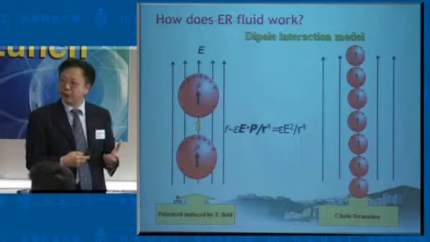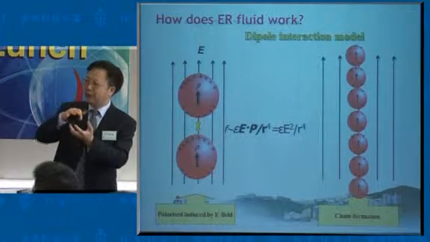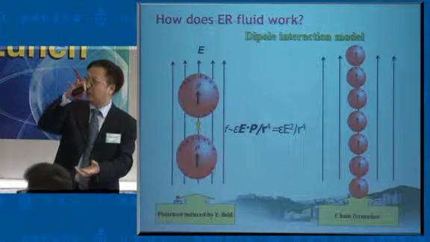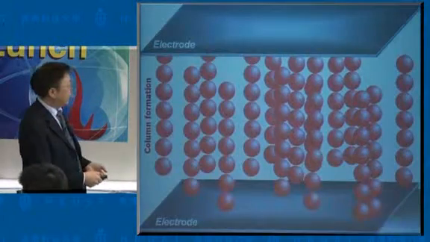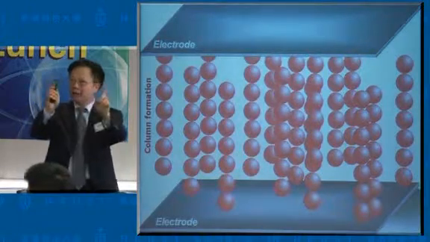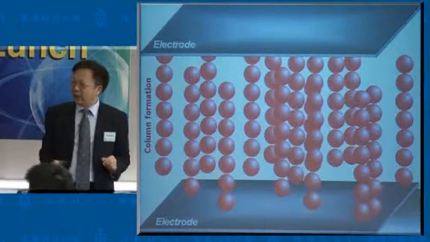We call it chain formation of the particles. That means it has some structure change of the materials. Okay, so all these chains surround in the liquid. What's going on for this?